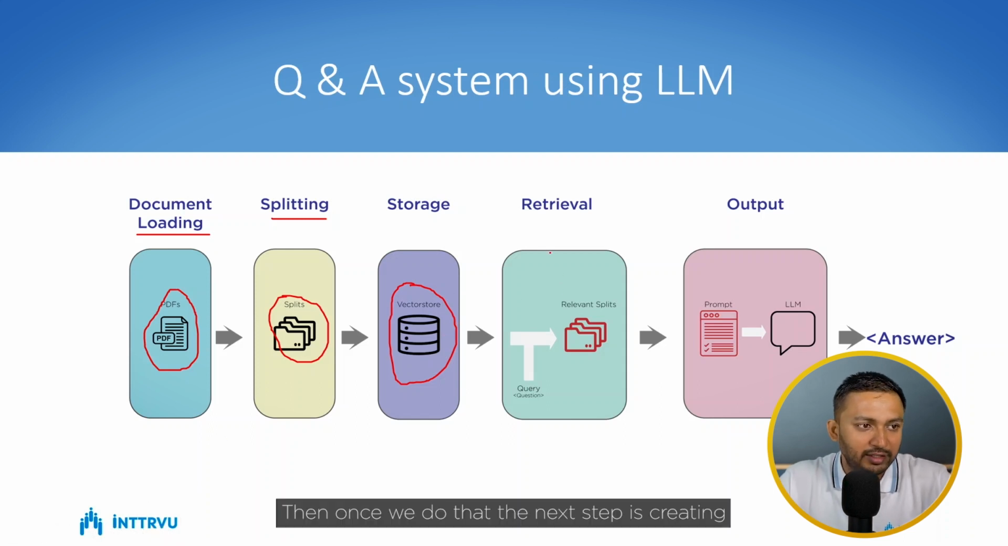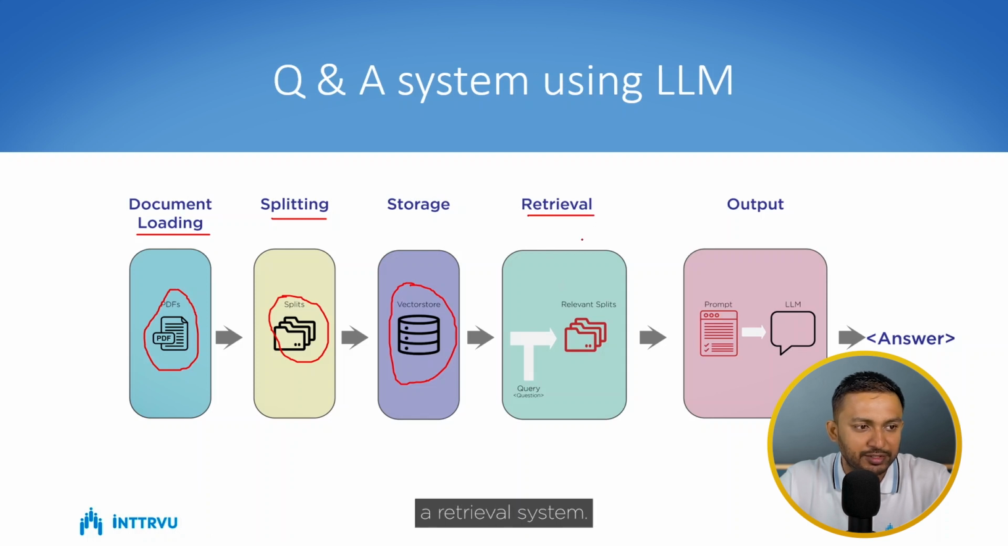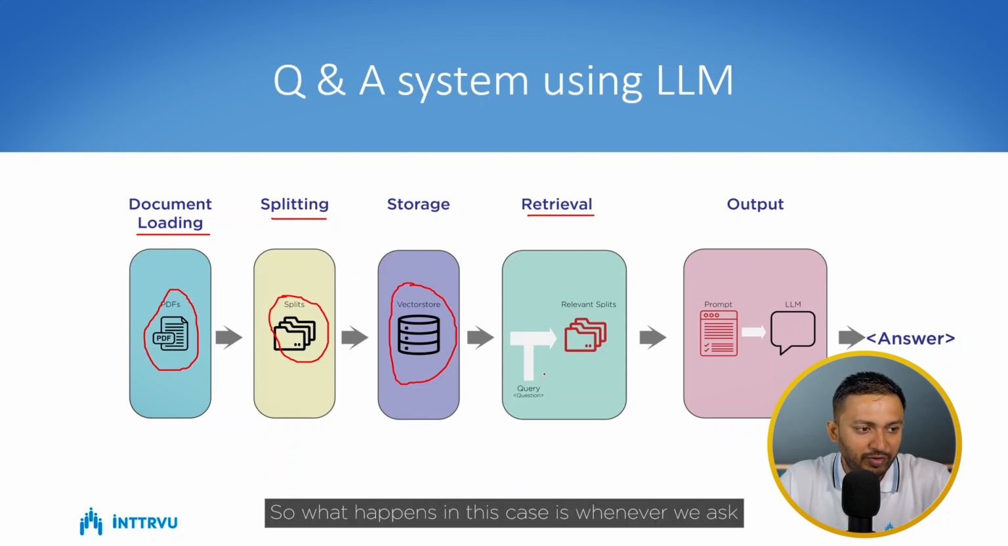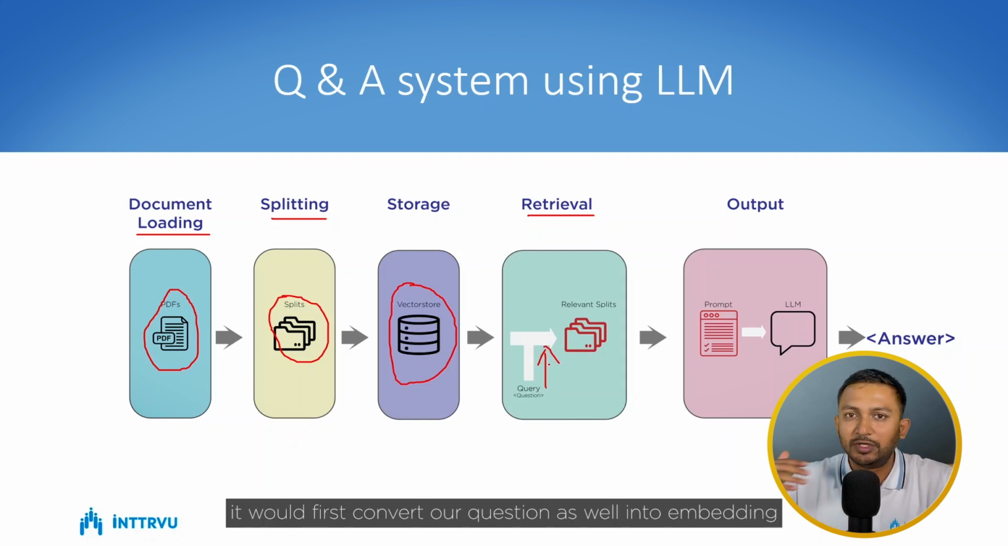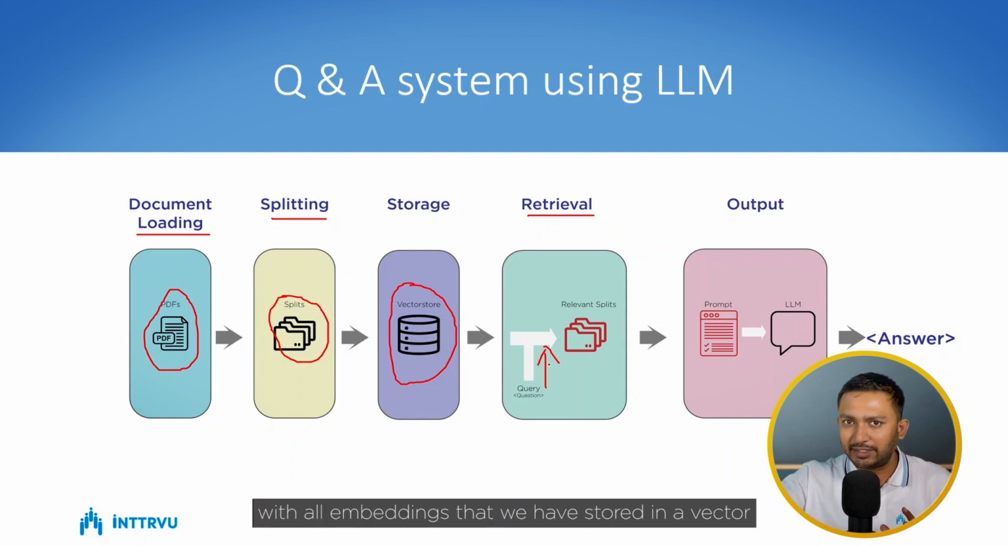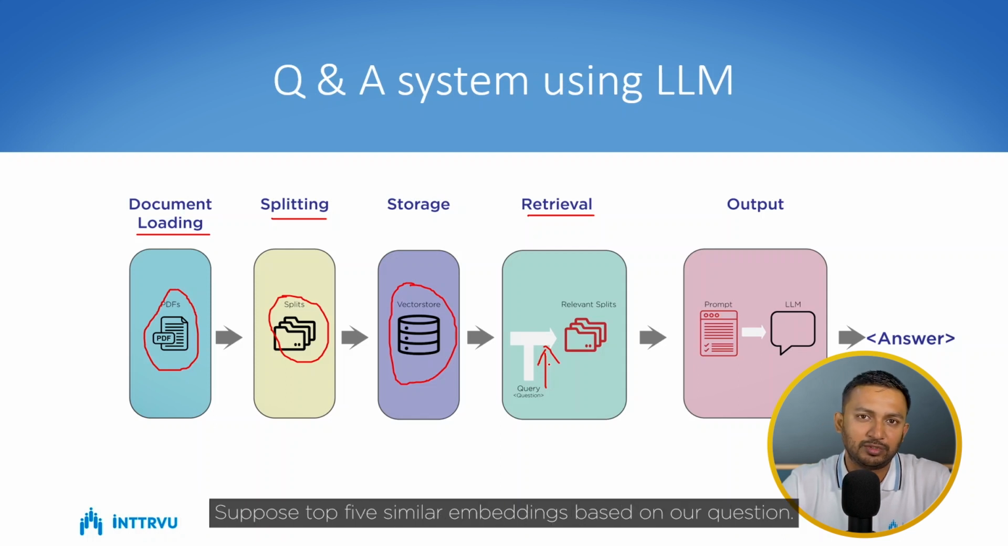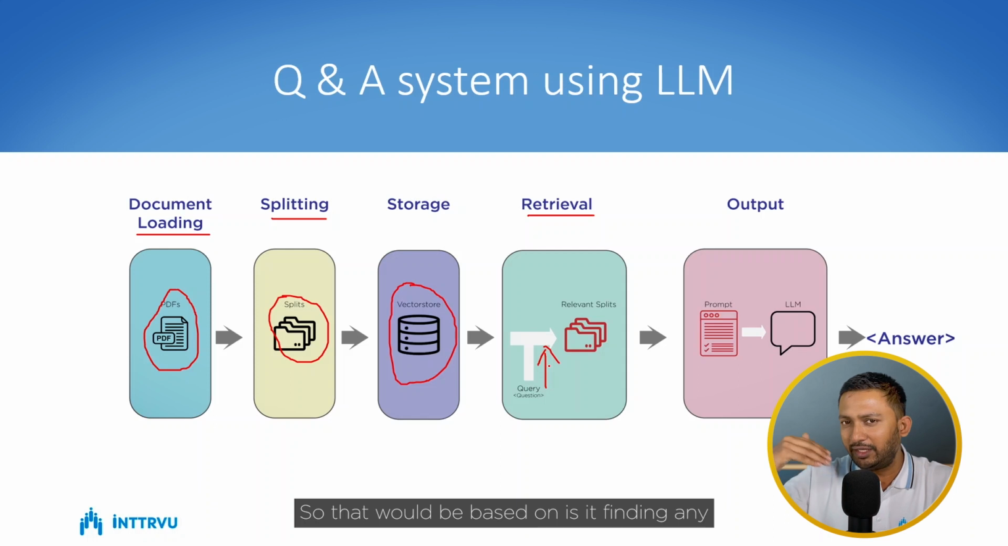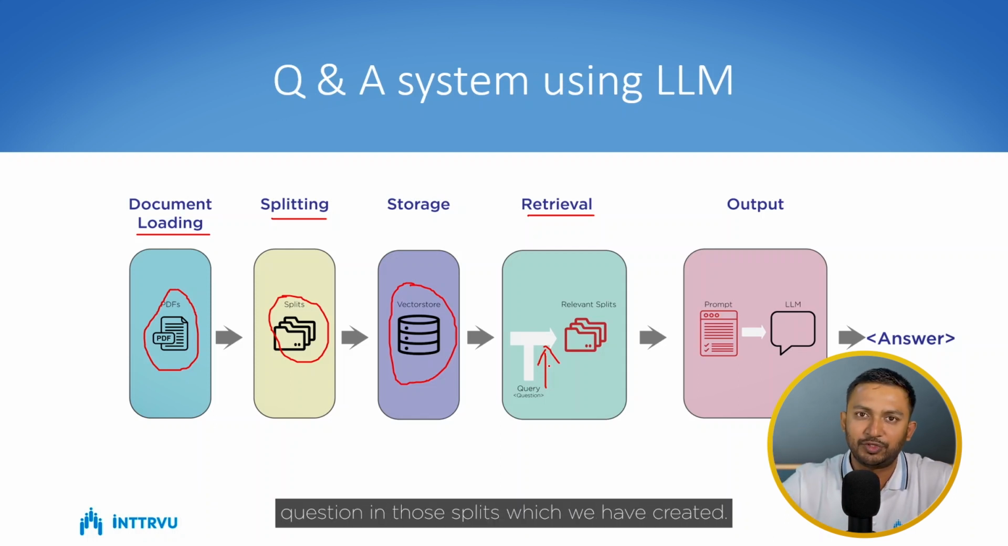Then the next step is creating a retrieval system. Whenever we ask any question to our system, it first converts our question into an embedding, and then it compares the embedding of the question with all the embeddings that we have stored in the vector store, and returns the top similar embeddings, suppose the top 5 similar embeddings based on our question. That would be based on whether it finds any data points or text in the splits we created which is similar to the question.